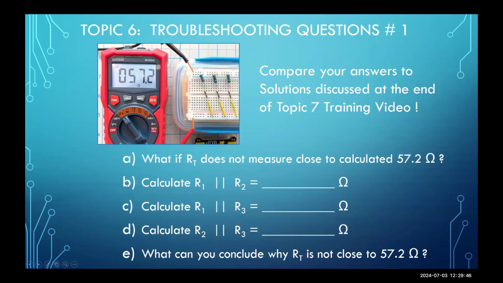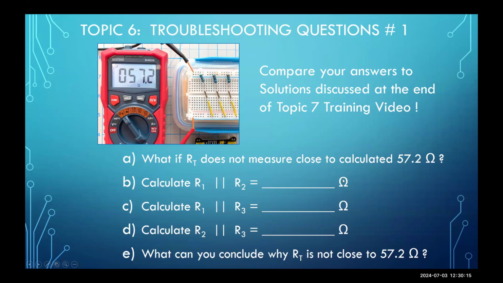Next, troubleshooting questions. Number 1. I asked a bunch of troubleshooting questions all along this video, but here officially is one for you to think about, because you're going to compare your answers to solutions that will be discussed at the end of the topic 7 video, and that's coming up in a couple of days. So here's the challenge. What if RT doesn't measure close to the calculated 57.2 ohms? We discussed some of those possibilities before. Well, what might you measure?